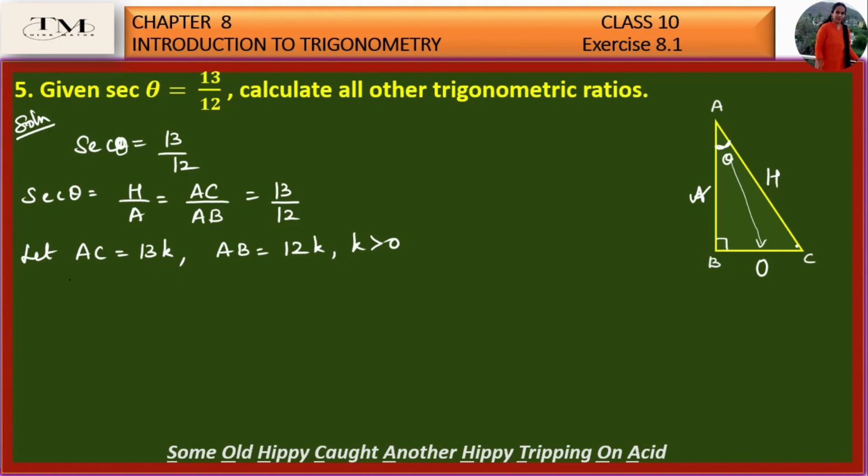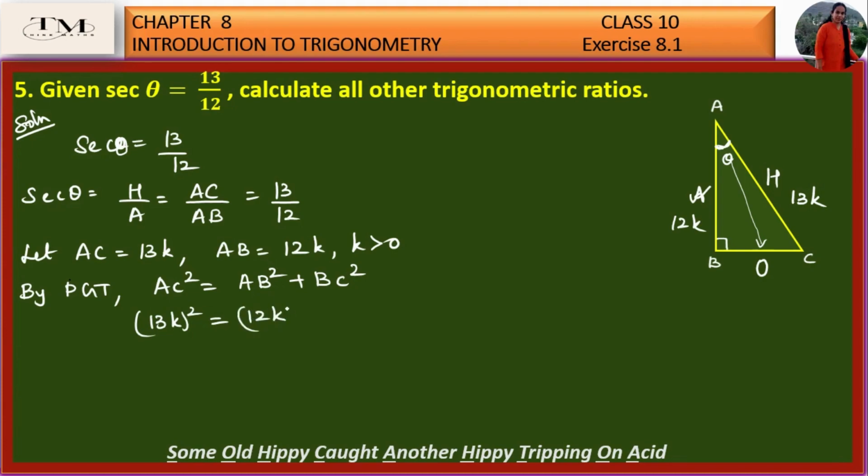Now we have to find out BC. So AC is given as 13K, AB is also given, so AB is 12K. What does Pythagoras theorem state? It is nothing but hypotenuse square equal to opposite square plus adjacent square. So AB square plus BC square. What are the things given? AC is given. So it is 13K whole square equal to AB, which is 12K whole square, plus BC square.